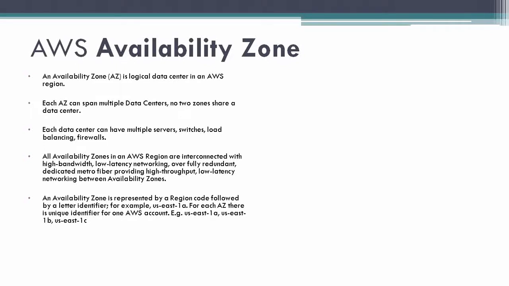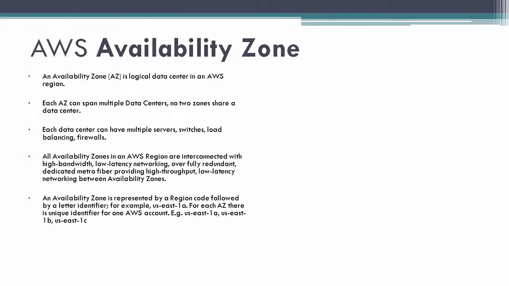An availability zone is represented by a region code followed by a letter identifier. For example, us-east-1a. For each region, there is a unique identifier for one AWS account. For example, us-east-1a, us-east-1b, us-east-1c. So in the last slide we saw that each region has one specific unique code, and like that the AZ also has one specific code.